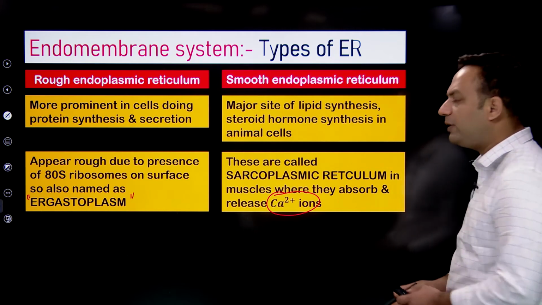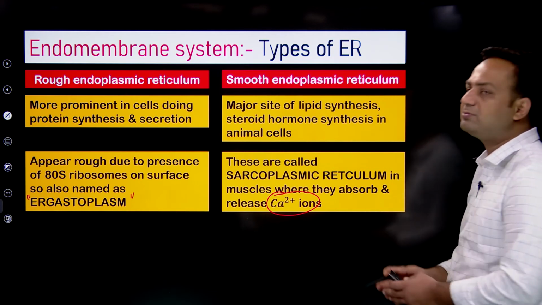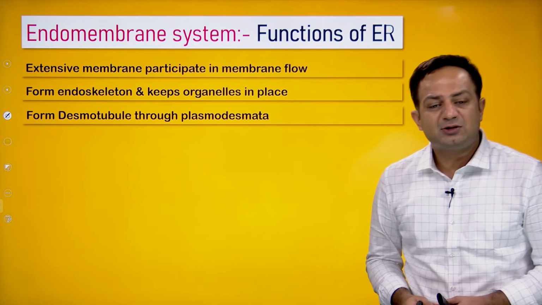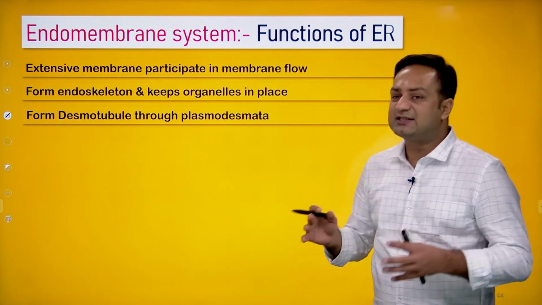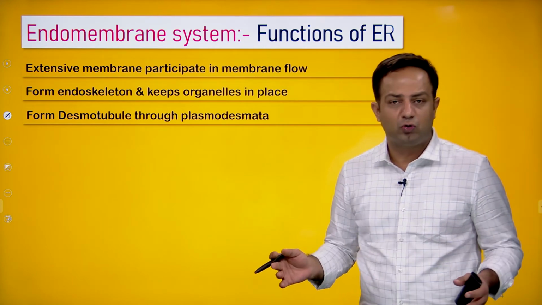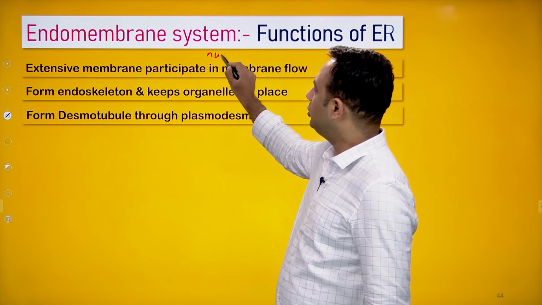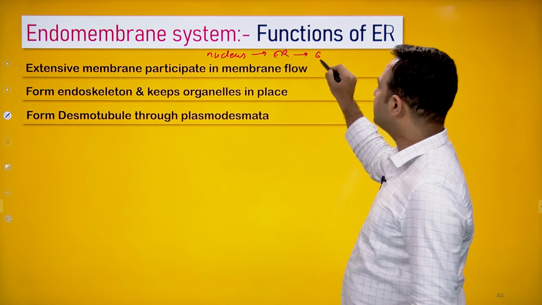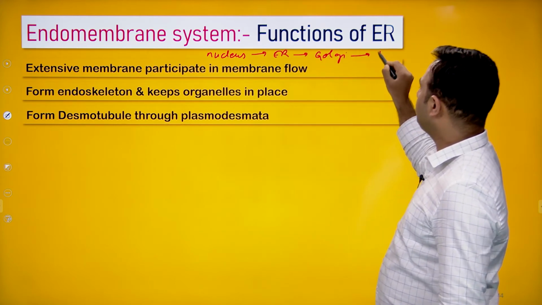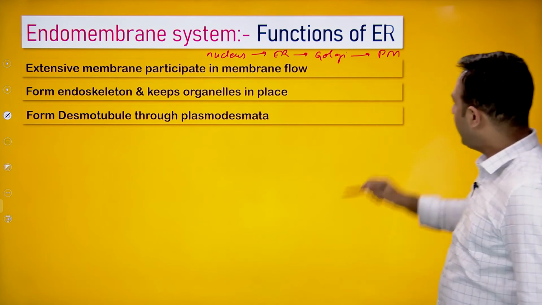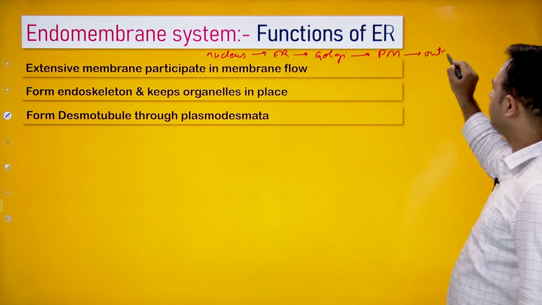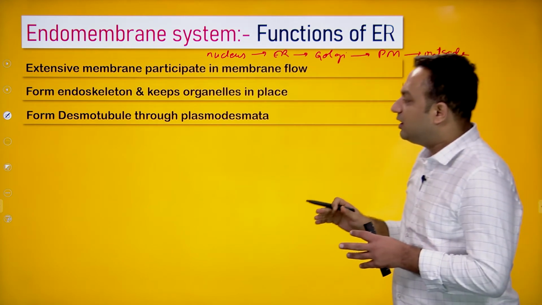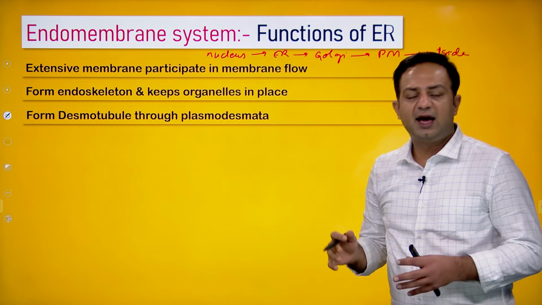The topic is not going to end here. The endomembrane system, the endoplasmic reticulum, has more functions to tell. The endoplasmic reticulum, or the ER, forms an extensive membrane that participates in membrane flow. If something is made in the nucleus, it will first come to the ER, the ER is going to pass it to the Golgi, and the Golgi is going to pass this to the plasma membrane, and that may be outside the cell. This is membrane flow.